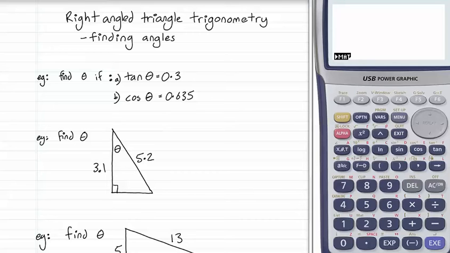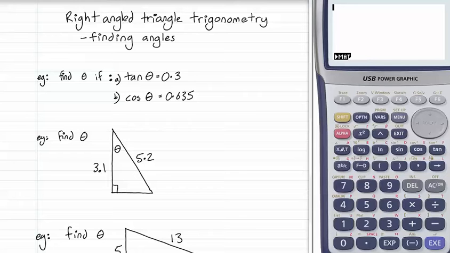Right angle triangle trigonometry, finding angles. In trigonometry we do one of two things. We either find unknown sides or find unknown angles. We already know how to find unknown sides, and in fact finding angles is pretty similar.